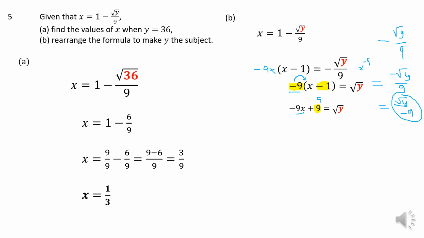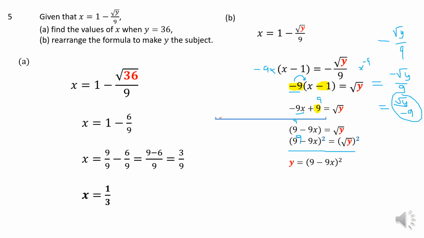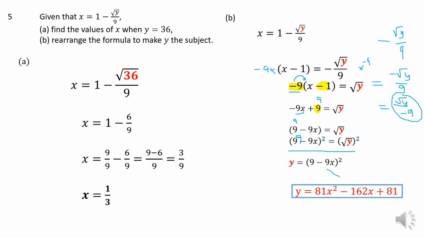So when I continue with this particular statement, you realize that I end up with, I just swap it around by putting 9 minus 9x is equal to the square root of y, and obviously that is going to give me all squared. Actually, I can leave my answer like that, but what I like to do, sometimes it's not necessary, is multiply out that particular bracket and it will give you that value there.